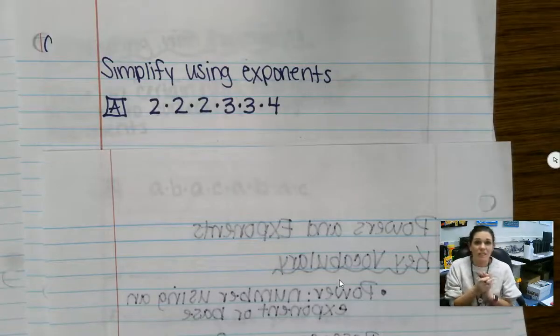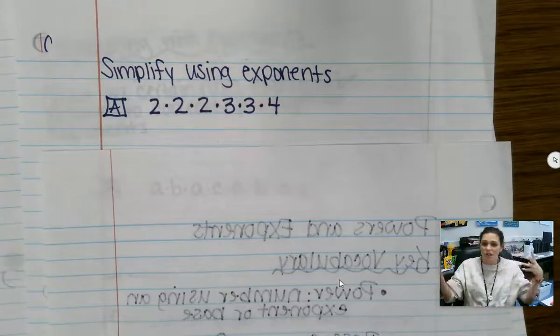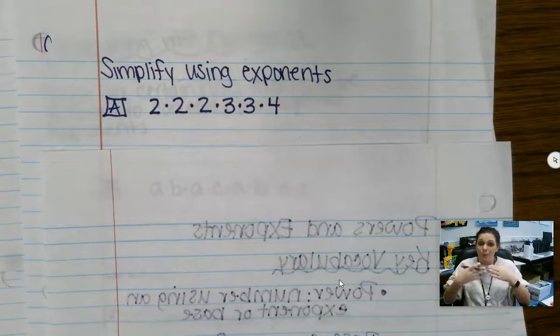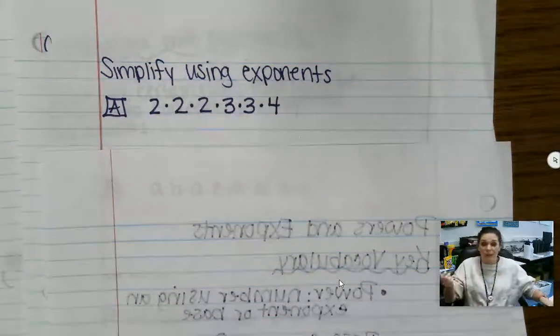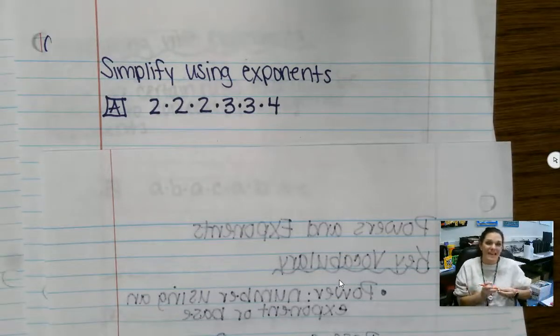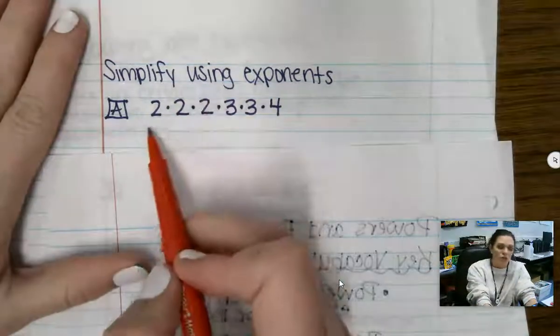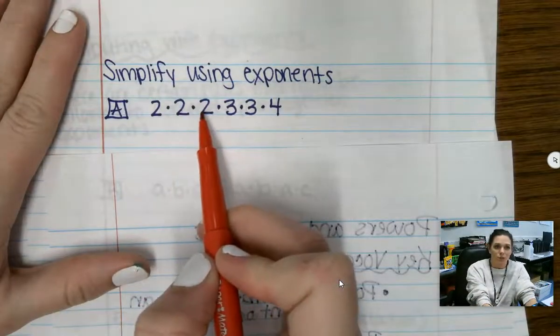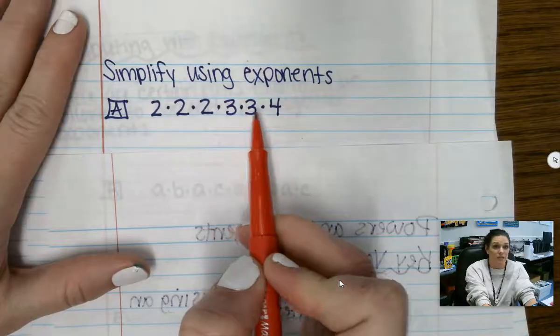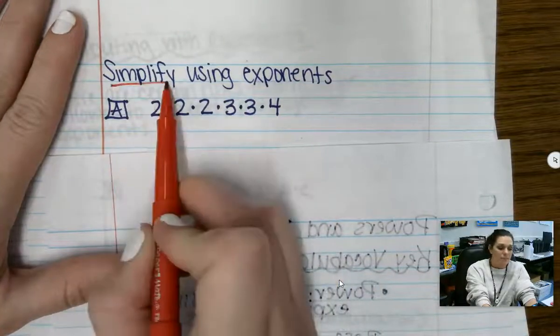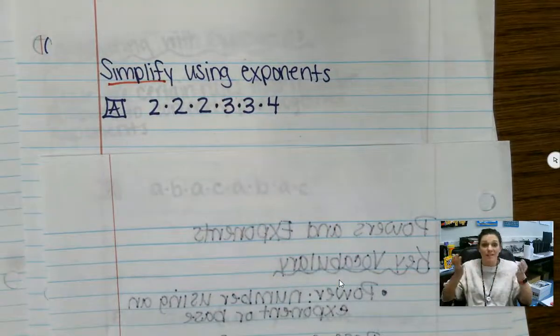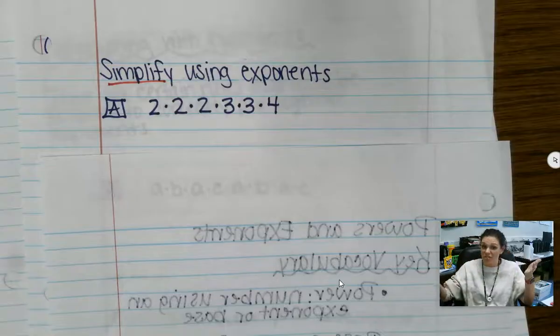All right, so the first thing is simplifying. If I'm given a strand of numbers, a strand of letters, I can put them together with common factors. All right, so let's analyze this. We have 2 times 2 times 2 times 3 times 3 times 4. And to simplify means to put together what's alike. I should only have one of each thing.